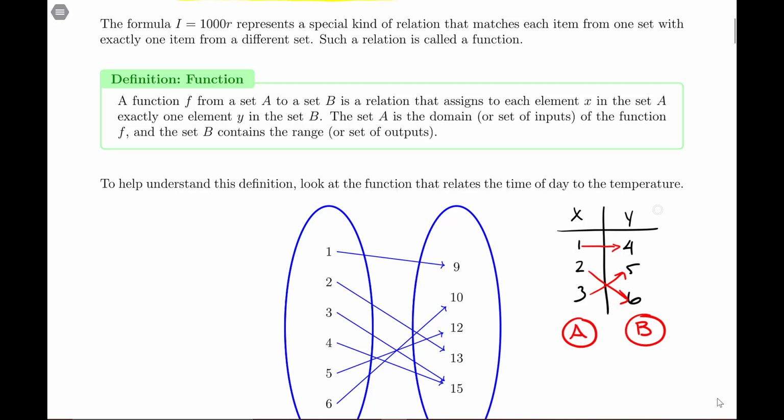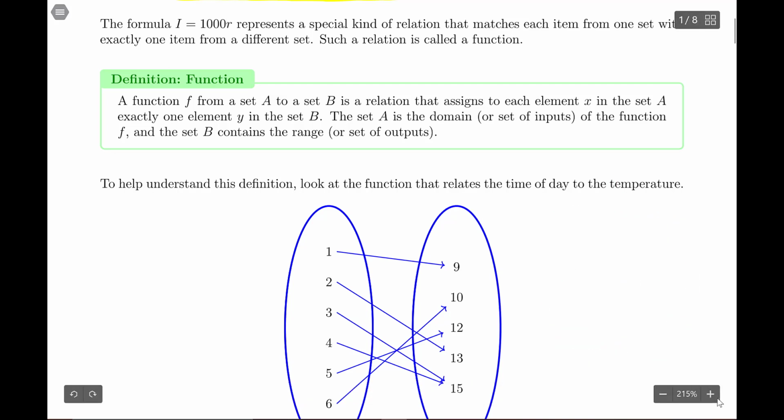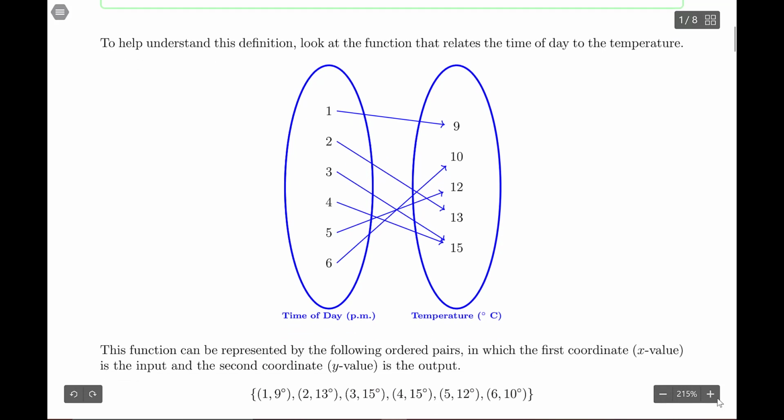All right, let me clear this off. Maybe this example will help you understand that definition a little better. We have this function represented by ordered pairs. On the left, we have the time of day in this bubble, and on the right we have the temperature in degrees Celsius. At 1 p.m. the temperature is 9 degrees Celsius. At 2 p.m. the temperature is 13 degrees Celsius, and we can keep going down that list, matching the number in the time column to the value in the temperature column.